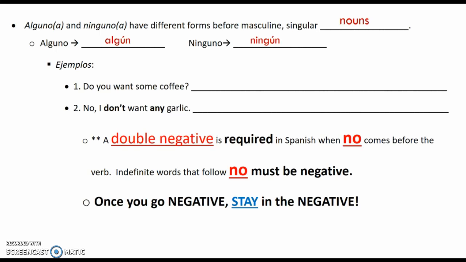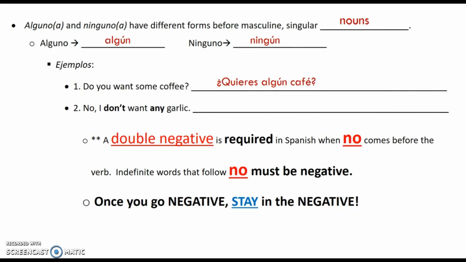Por ejemplo, para decir, do you want some coffee? The word coffee, café, es masculino y singular. So instead of saying alguno, we use the singular form, which is algún. So the answer is, ¿quieres algún café?